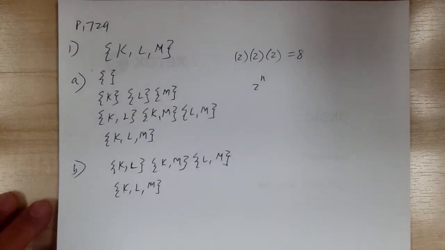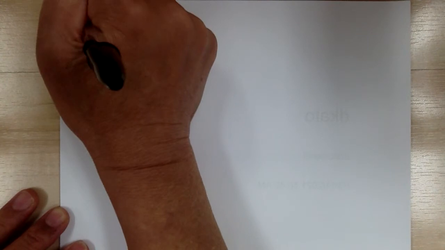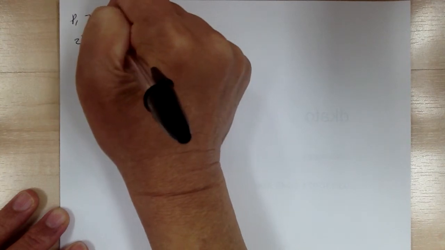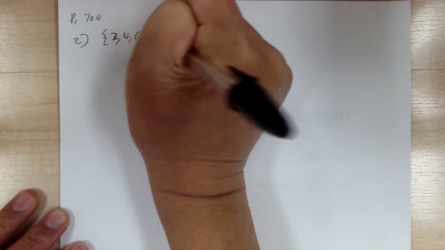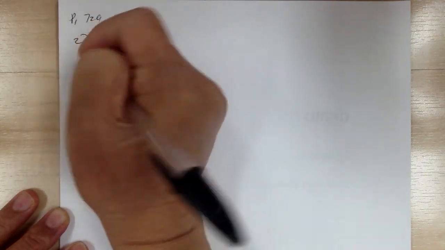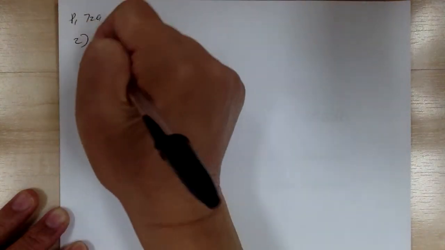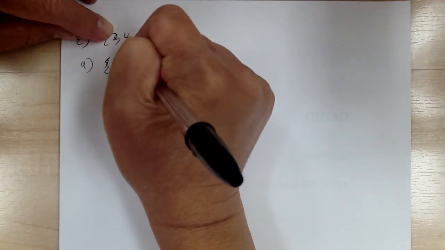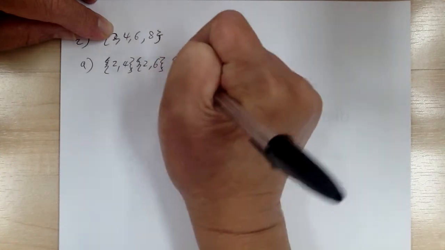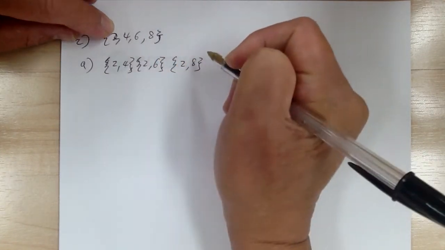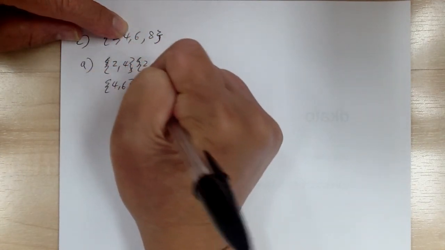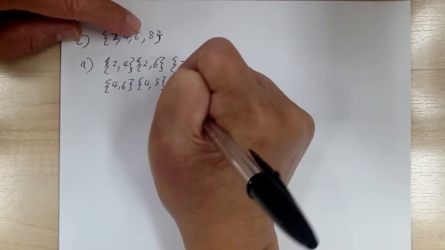Okay, let's go to number 2. Okay, so the 4-digit set, so we've got 2, 4, 6, 8. Okay, so A, specify, again, specify means you list them. The 2-digit subsets, so 2 digits. So I'm going to start with 2, so it'll be 2, 4, 2, 6, then 2, 8. So after I'm done with 2, I go to the 4. So it'd be 4, 6, 4, 8, and then after that I go 6, 8.